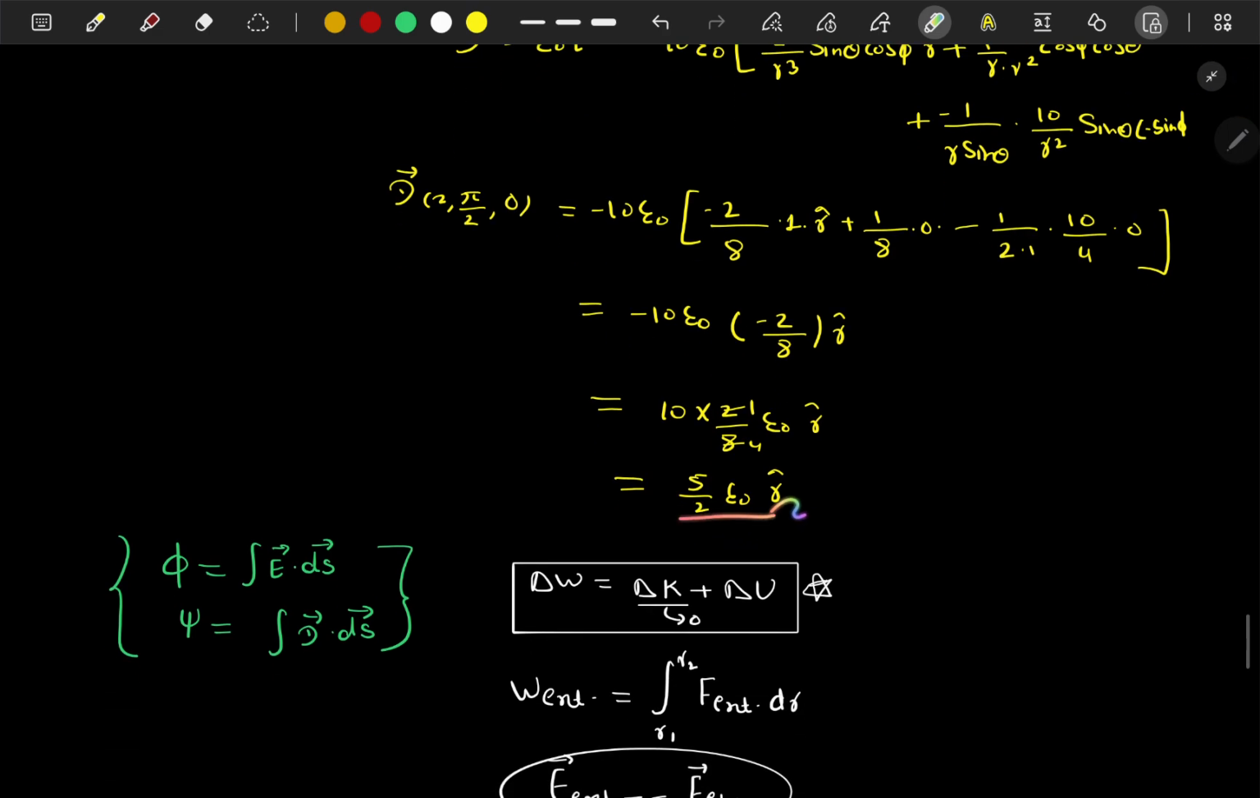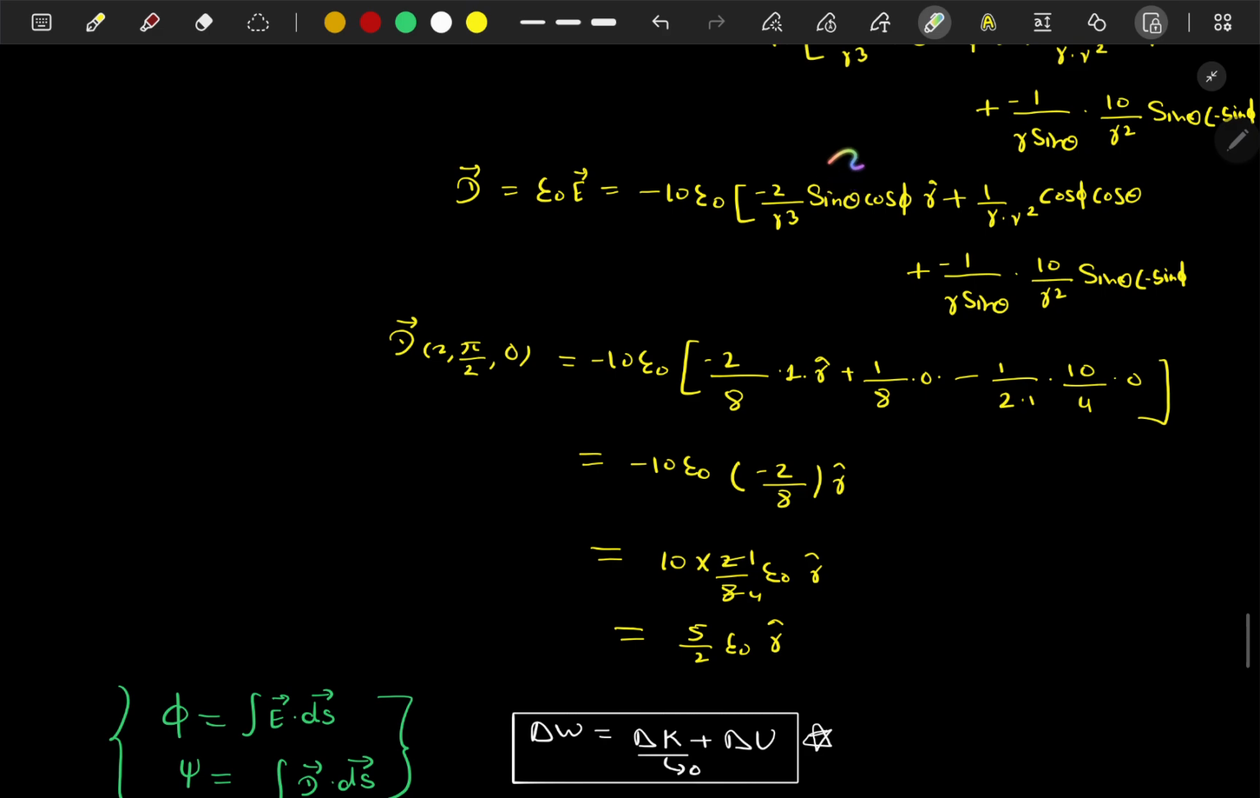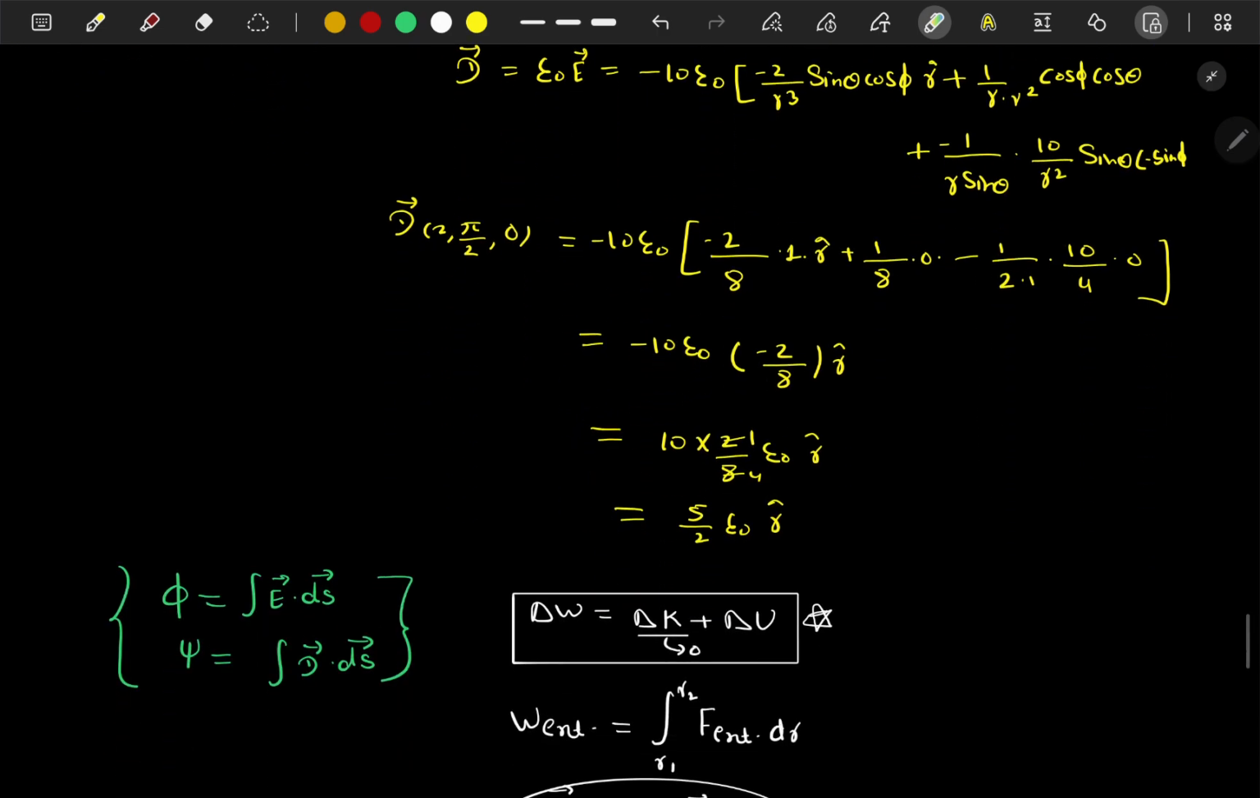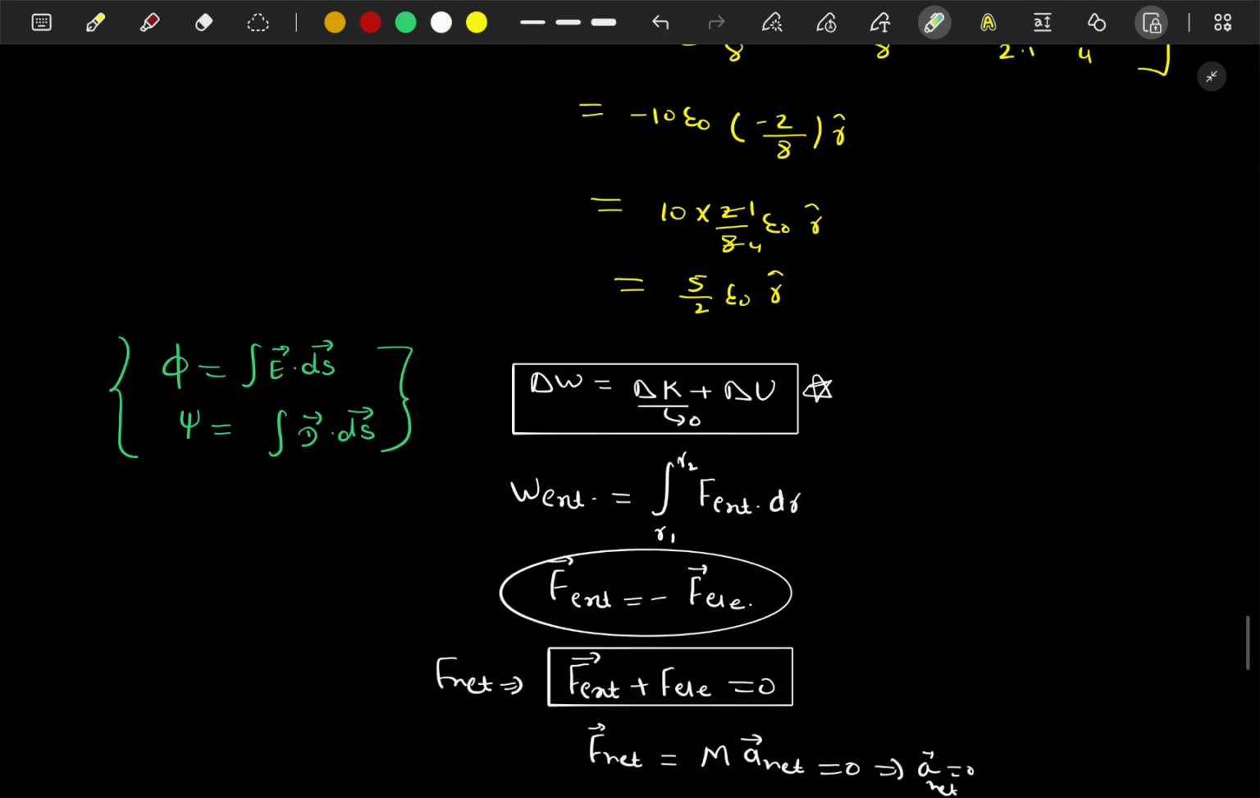So this type of question also may be asked in your examination. You have to take a look and must remember these things, how we will solve. The basic thing to remember in this question is the value of del. Most of the things you know, but the value of del you should remember. What is del? Del is del by del r r cap plus 1 by r del by del theta theta cap plus 1 upon r sin theta del by del phi phi cap. This thing should be remembered, and the remaining things you will get when you calculate.